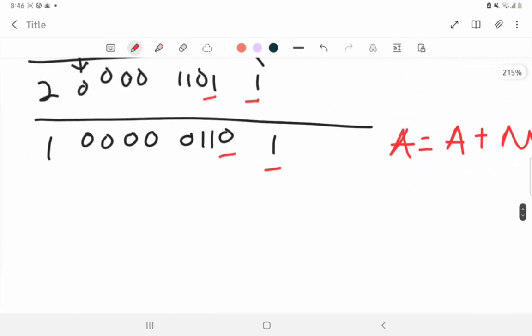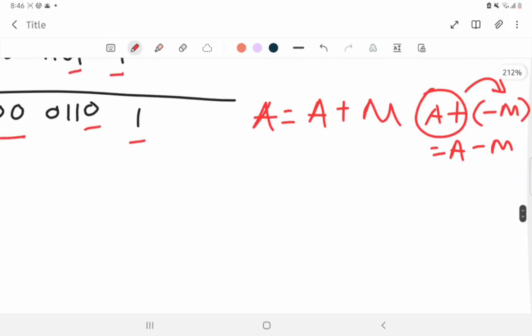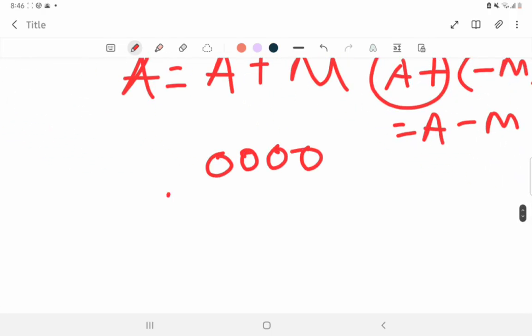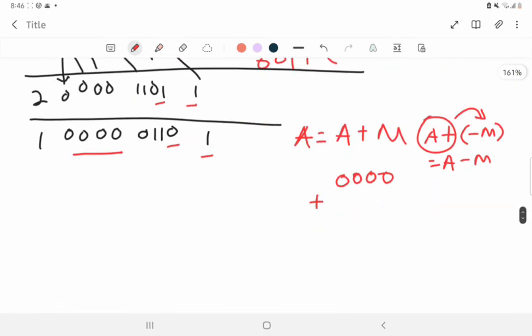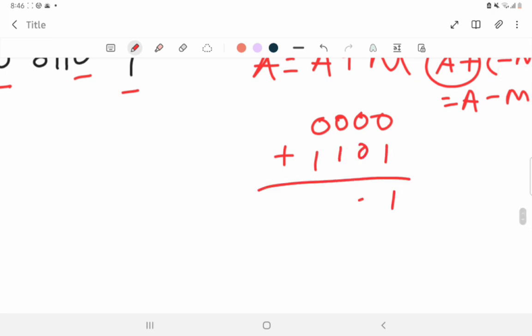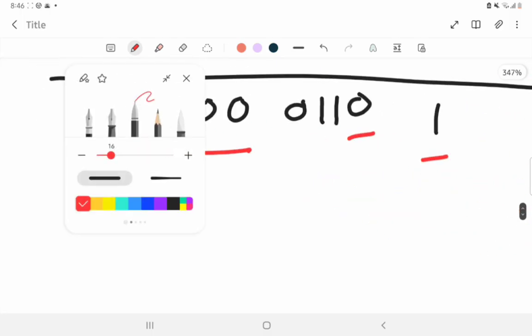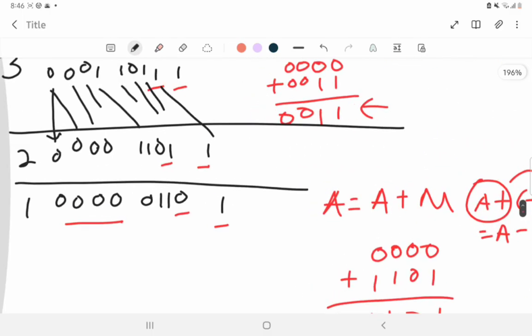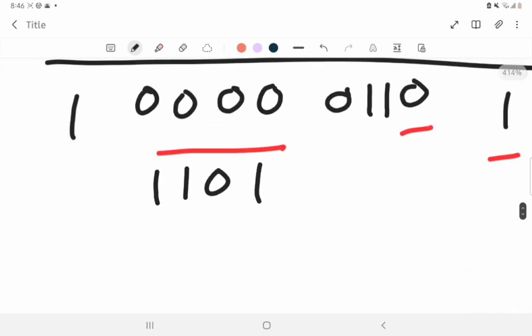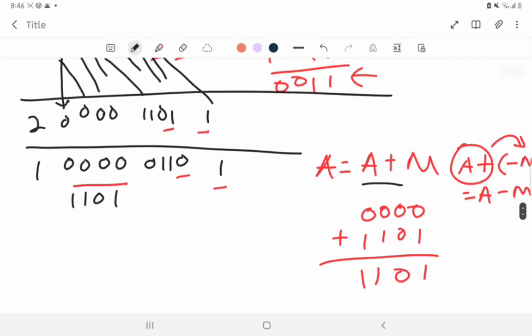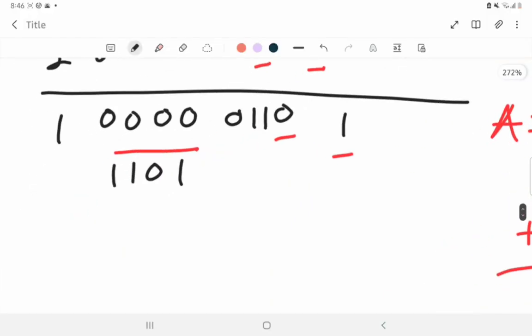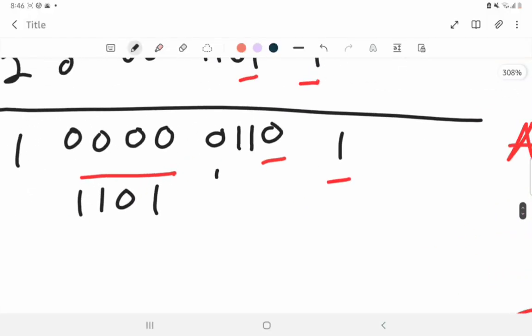So we go, now A is 0, 0, 0, 0, 0, 0, 0, 0 plus 2's complement of M, which is 1, 1, 0, 1. We add them, 1, 0, 1, 1. Okay, this is our new A, 1, 1, 0, 1. And then I told you if you do the calculation with the A plus M or A minus M, after you find the value of A, you have to just copy the rest. 0, 1, 1, 0, 1. Okay?